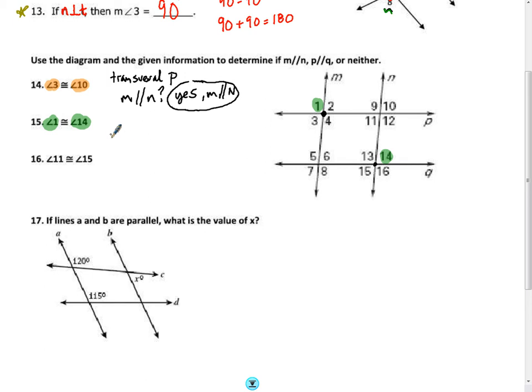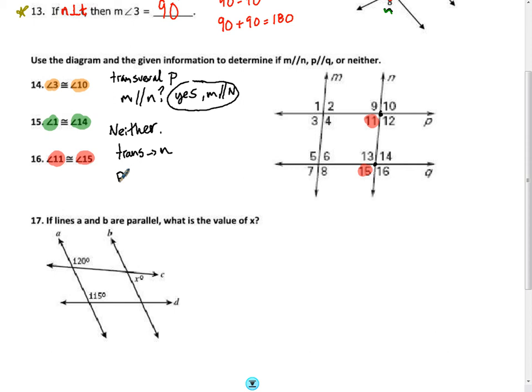11 and 15 now, if we jump to the next example. 11 and 15. Here's angle 11. Here's angle 15. Let's get rid of our green highlights to help us visualize. So 11 and 15, they share a transversal of line N. So my transversal is N. My possible parallel lines would be the lines they don't share. So that would be P and Q.